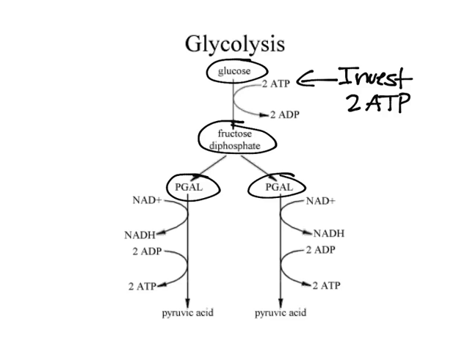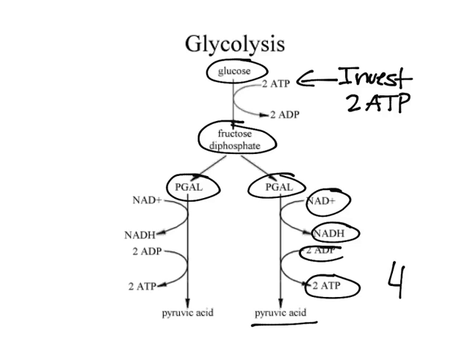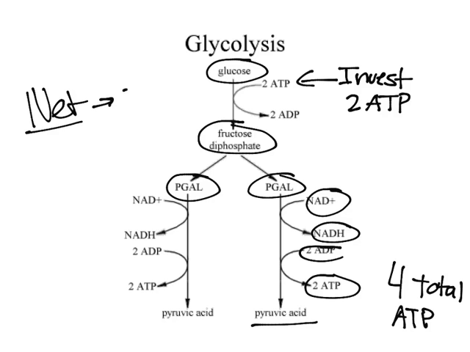And then, as you can see, NAD plus comes in, gets reduced by electrons, and then the NAD forms NADH, and then the 2 ADP form 2 ATP, and in the end you get pyruvic acid. So essentially you invest 2 ATP, and you end up with 4 total ATP. So you net 2 ATP.